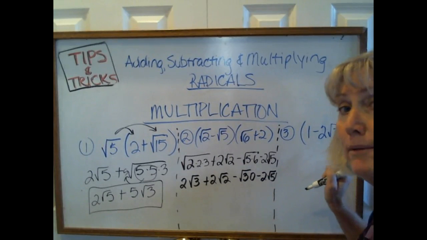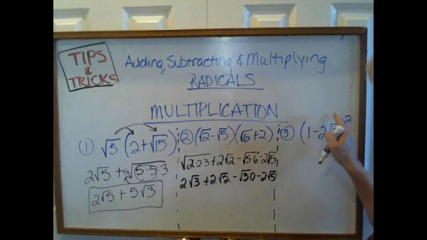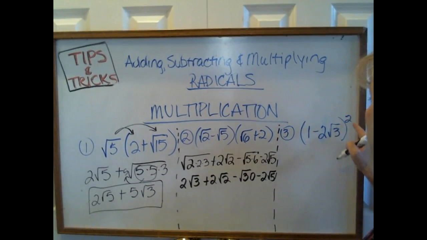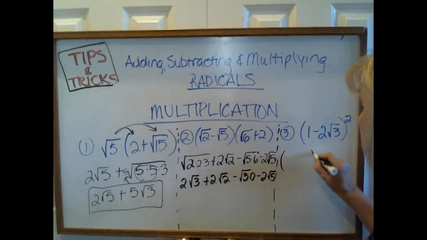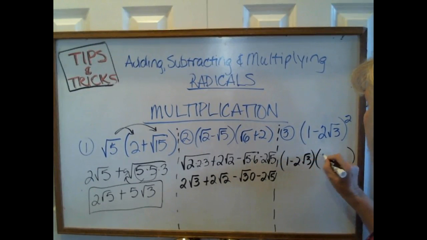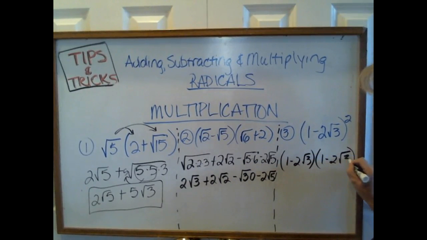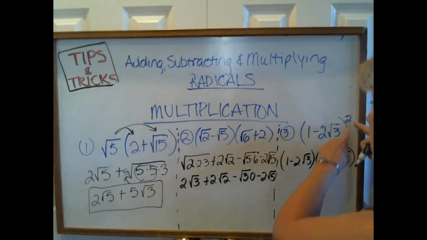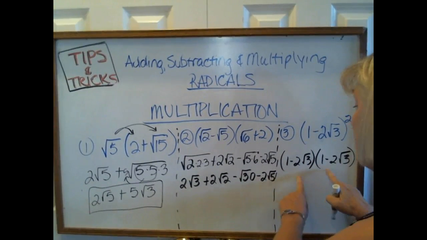Now this is a little bit tricky. The most common mistake with this one is that people just want to square the 1 and then square the 2 root 3. But whenever we have a quantity squared, it's a FOIL problem. So I'm going to rewrite this as 1 minus 2 root 3 times 1 minus 2 root 3. I would recommend that as a tip: when you see a quantity squared, rewrite it as itself twice.